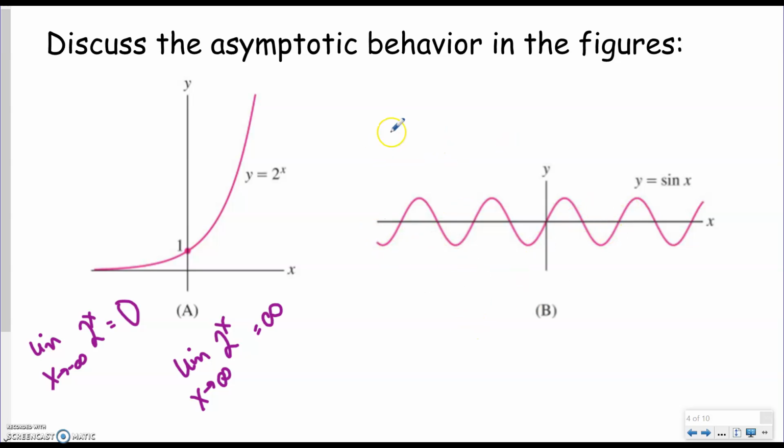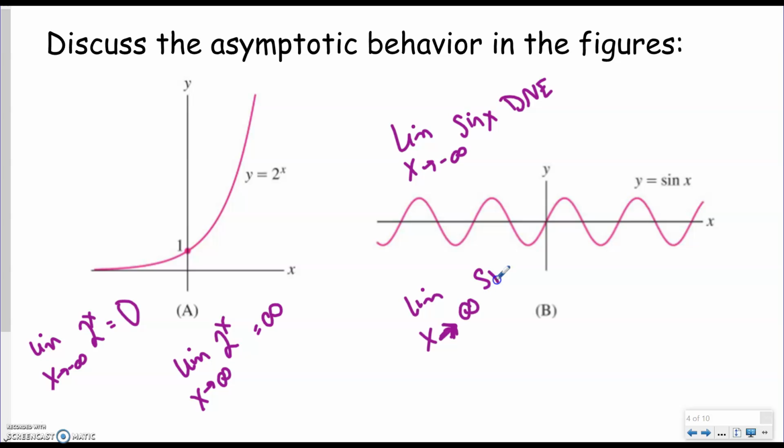Okay, the next one, the limit as x approaches negative infinity. Now, notice this graph is going to keep oscillating back and forth. Because it oscillates back and forth, this limit does not exist. It's just going to keep going back and forth between -1 and 1, so we can't say anything about that. The limit as x approaches positive infinity of sine of x also does not exist for the same reason.